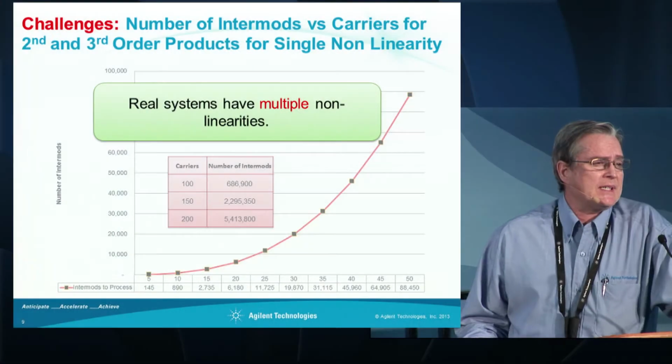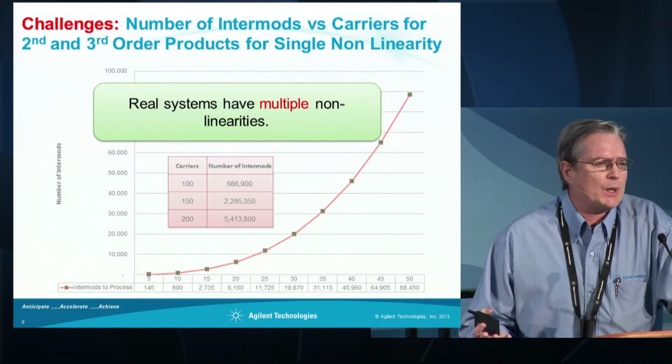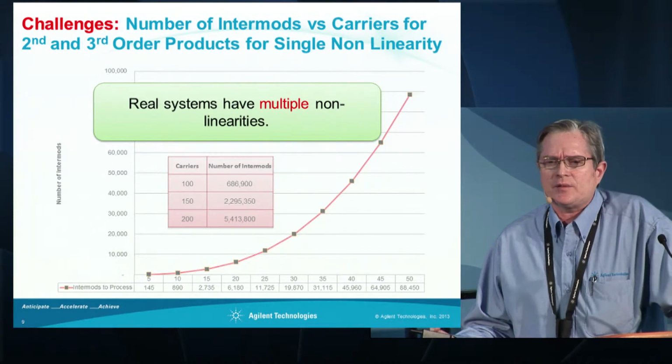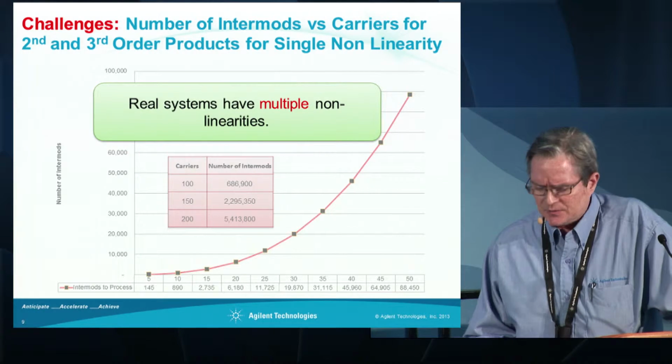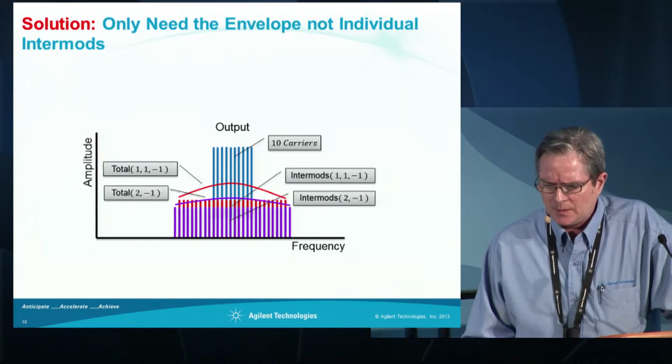And in real systems, how often do you just end up with one nonlinearity? That's not very practical, right? There are lots of nonlinearities in the whole system.